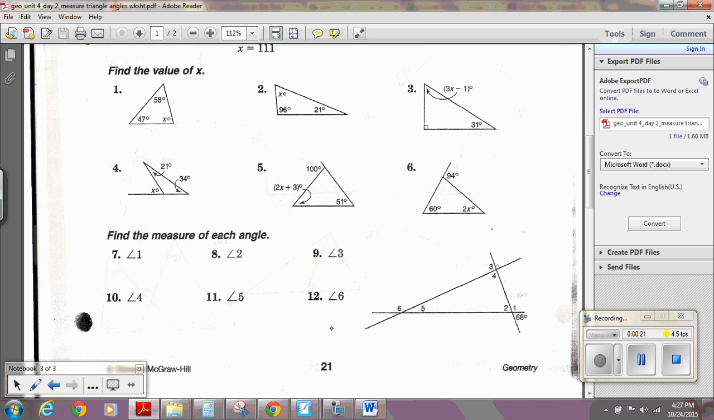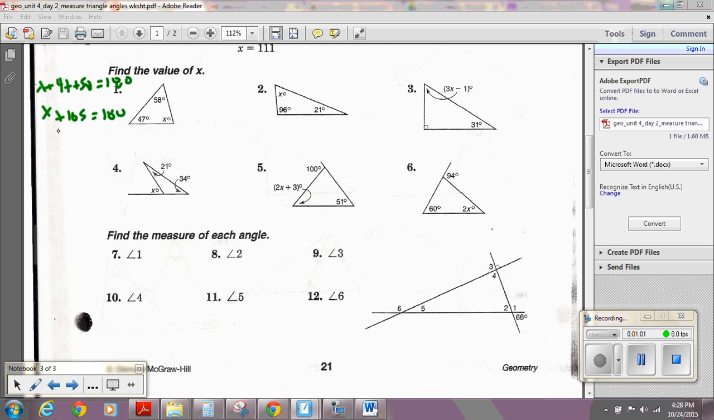On this first section, we're going to find the value of x. We know that the triangle sum theorem states that the angles of each triangle will add up to 180. So that means x plus 47 plus 58 equals 180. That means x plus 47 and 58, which gives you 105, is 180. So that means x is going to be 75.